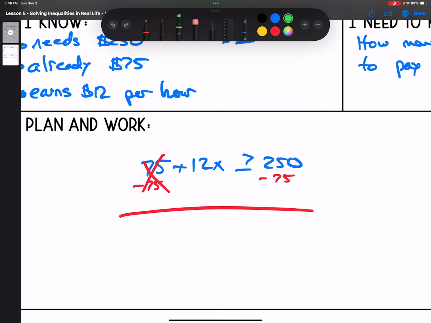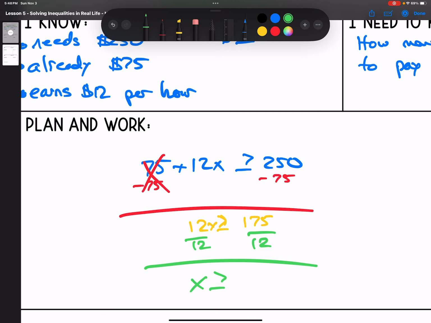Now you have 12x greater than or equal to 175. Got my x, sorry. So now I am going to divide by 12. And I'm going to get x needs to be greater than or equal to 14.6. All right, I rounded that.